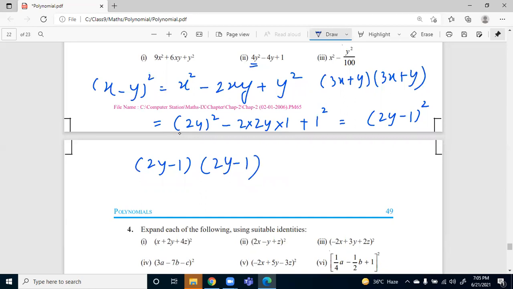So this is how we need to do the factorization of this quadratic polynomial. We have to compare it with the identity. There are 4 identities, and we have to compare with them and we get the result.